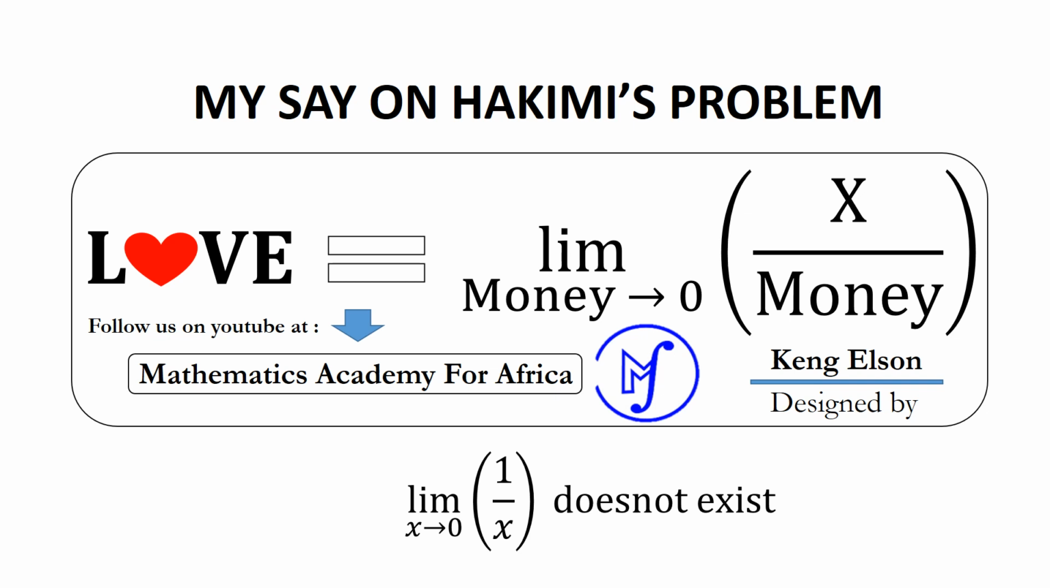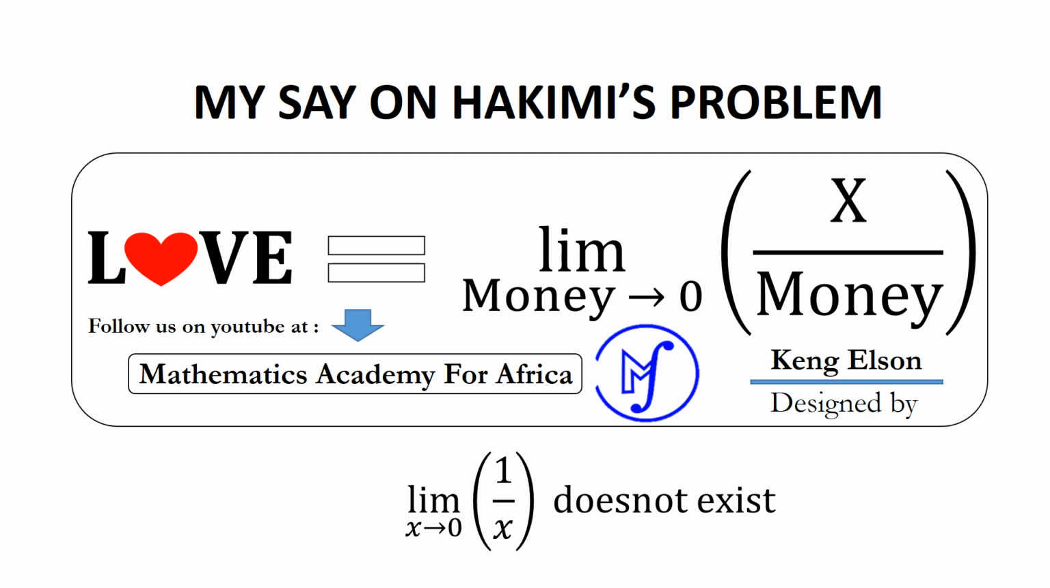Hello guys, in this video I'm going to explain the brief meaning of this design that I made. It reads that love is equal to the limit as money tends to zero of x divided by money. When I designed and published this, many people gave me their own interpretation and point of view about it, and I told them I would do a video explaining what I meant by writing love equal to the limit as money tends to zero of x on money. So that's why I'm here today.